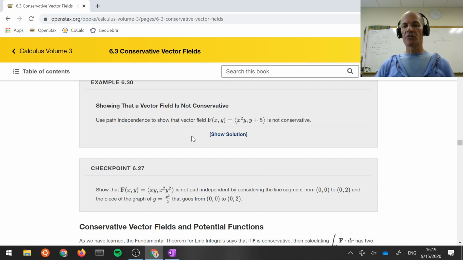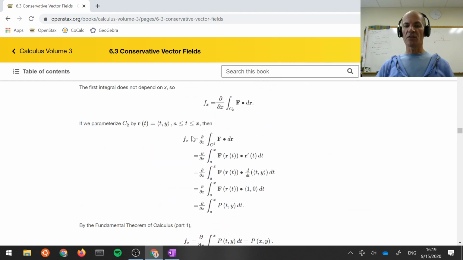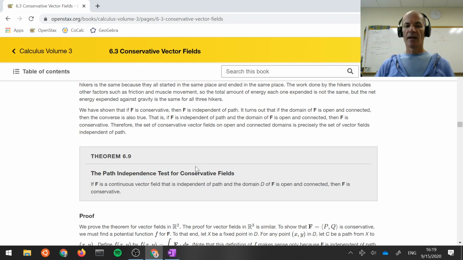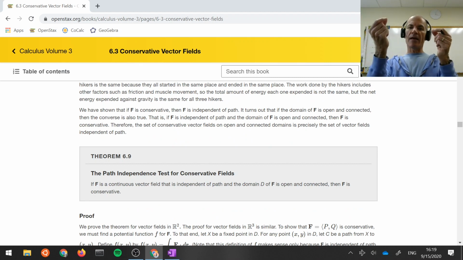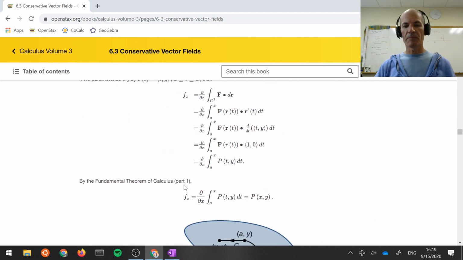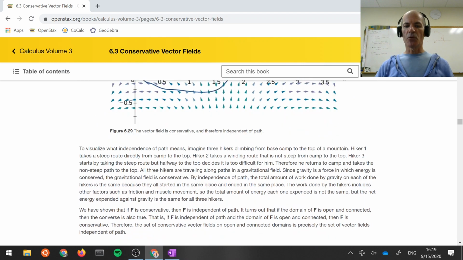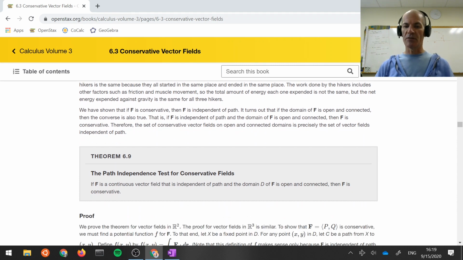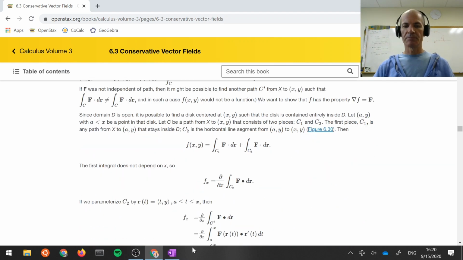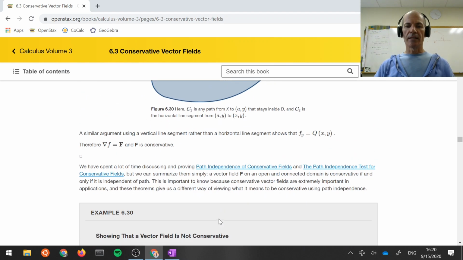Showing that a vector field is not conservative, however, this is a useful theorem for that. If we can find two different paths where the integrals disagree, then we know, boom, not conservative. So this is not a useful way of showing that a vector field is conservative, but it is a useful way of showing that it's not conservative. If we can find two different paths that give different line integrals, not conservative. Okay, let's keep going.